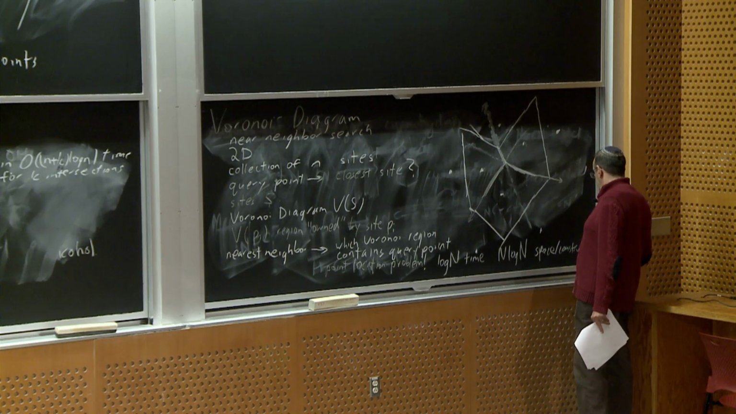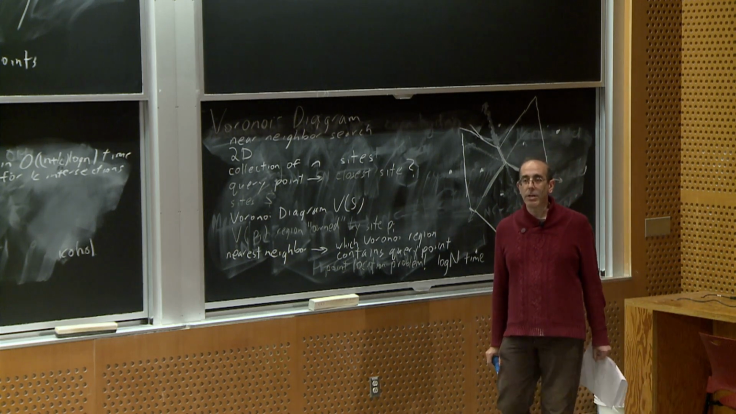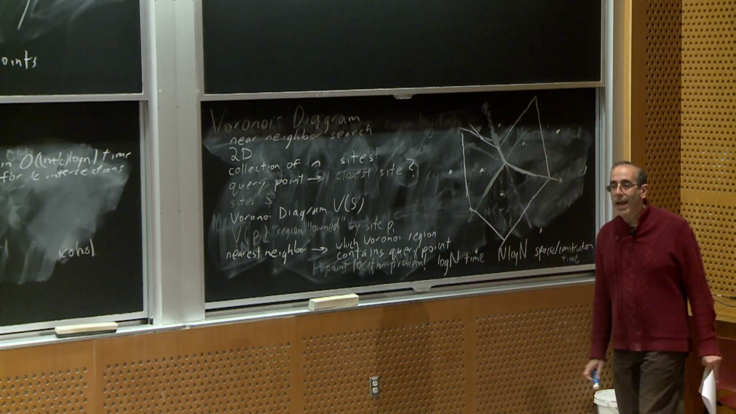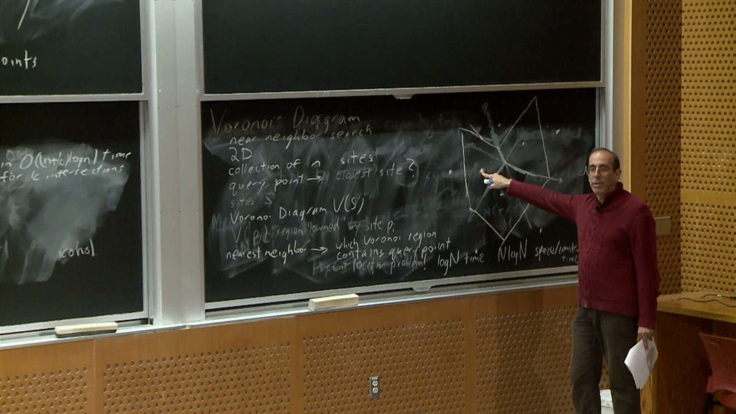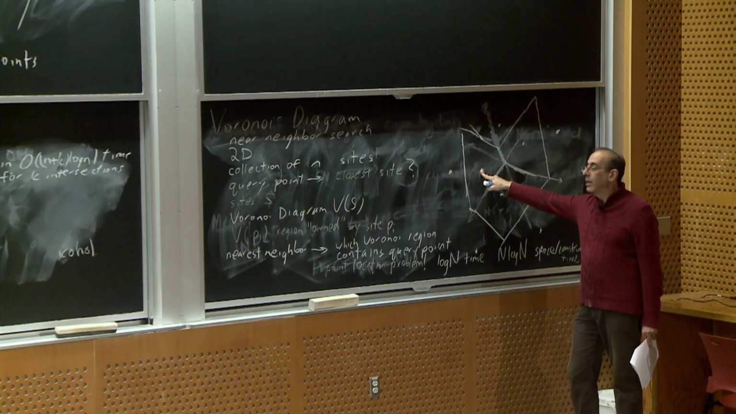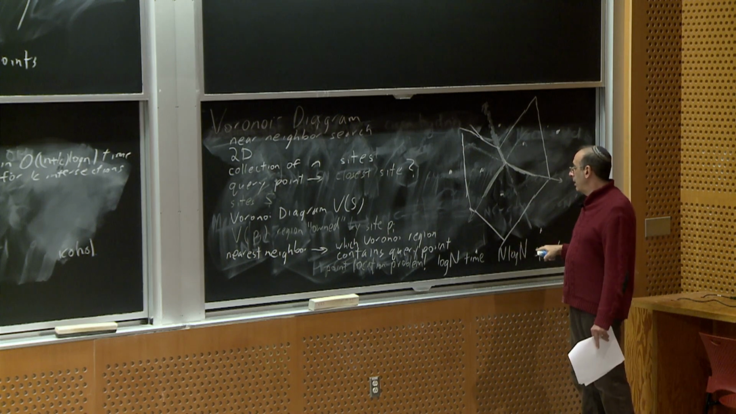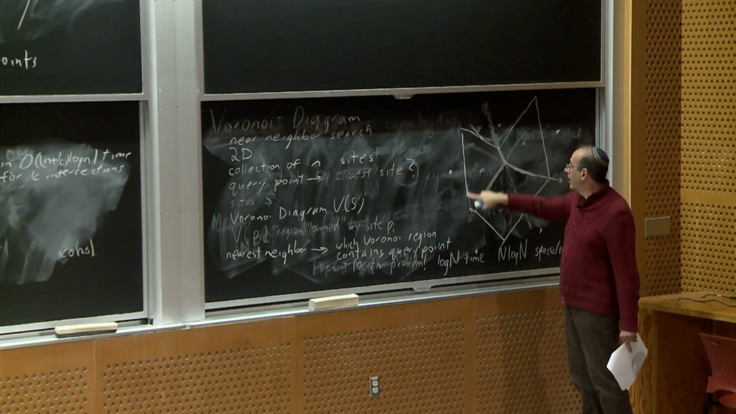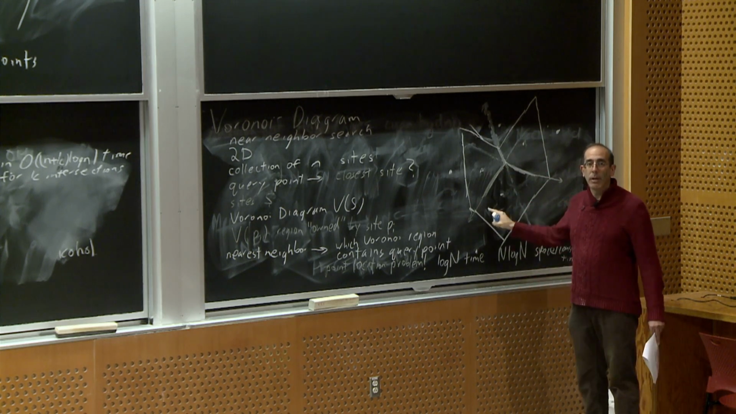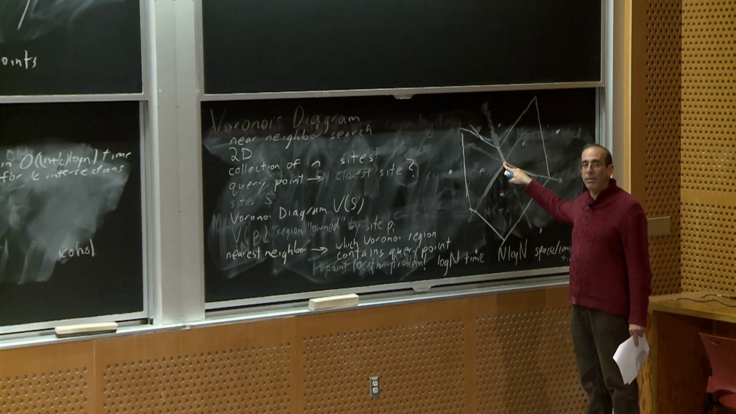Now, why did I use a capital N here? Because the N that matters is not the number of sites. If we're thinking about this as a point location problem, then the important number is not the number of regions, but the complexity of the Voronoi diagram. How many different line segments are there? How many different vertices are there where line segments meet?